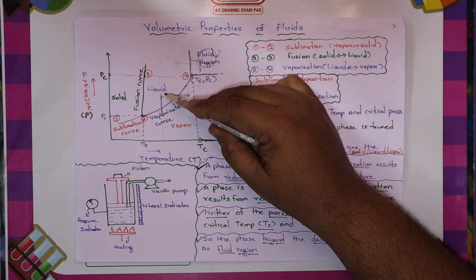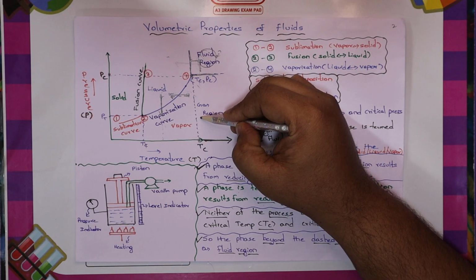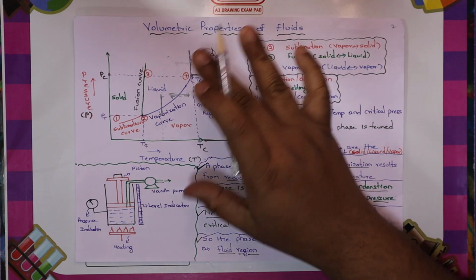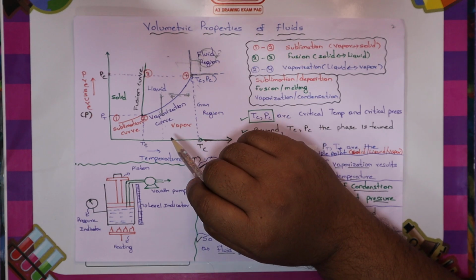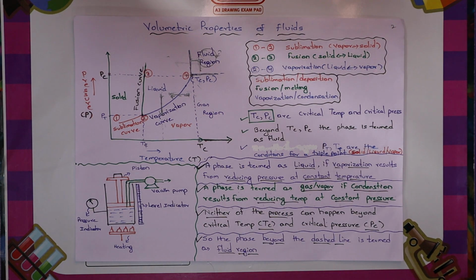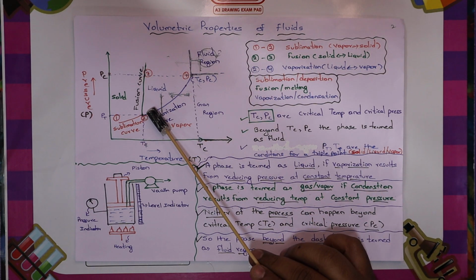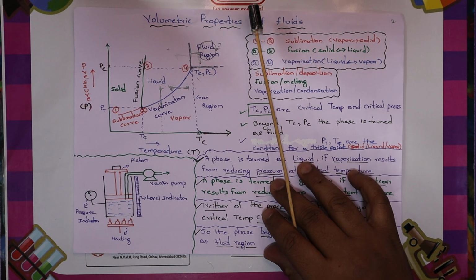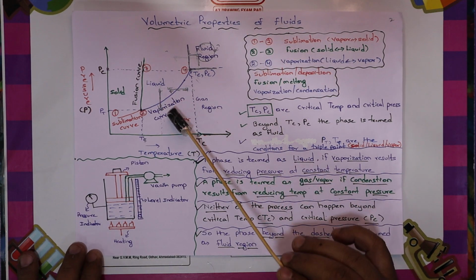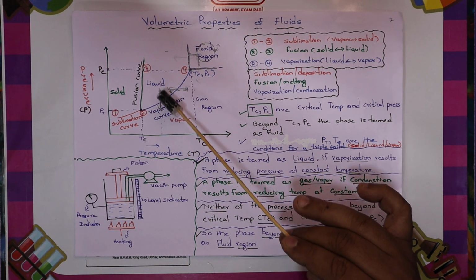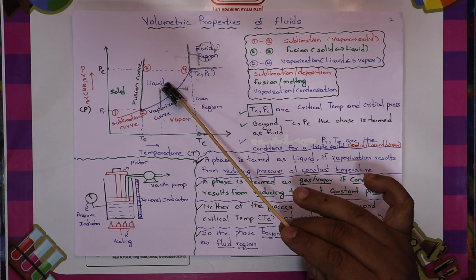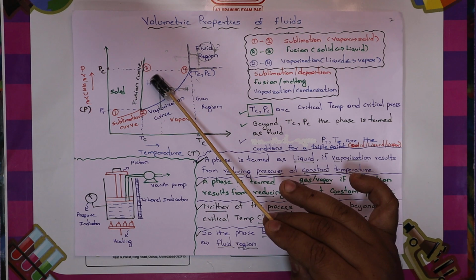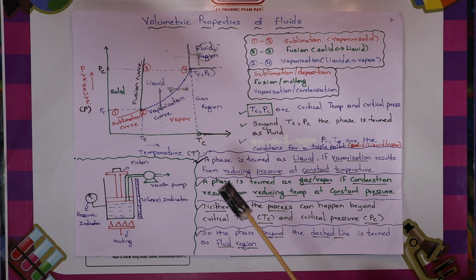I hope now you understand what is the liquid, what is the vapor, what is a gas, and what is the fluid region. These are the things we have to identify in the volumetric properties of fluids. So in the next part of the discussion, let us concentrate on the liquid to vapor phases, because we are going to apply all our knowledge of thermodynamics only for this particular part, liquid to vapor and vapor to liquid. So let us move on to the next lecture.